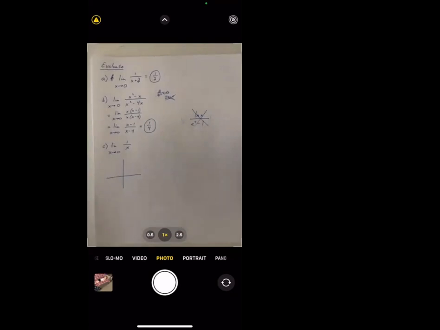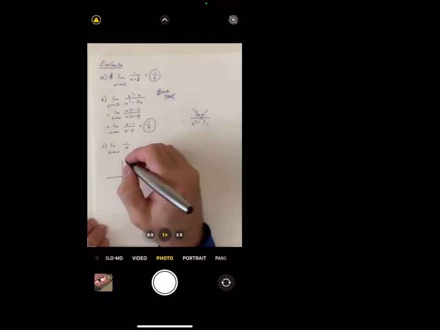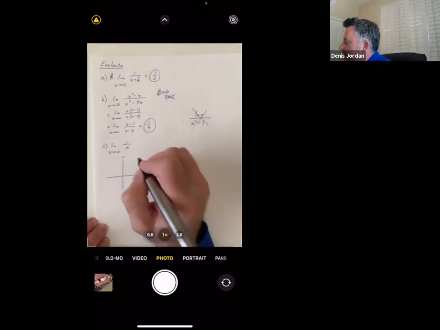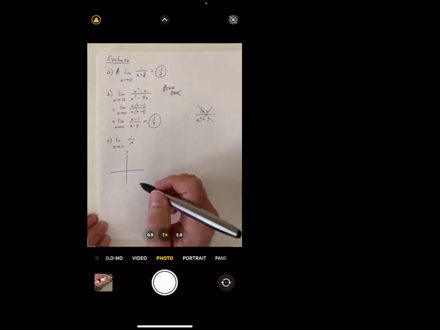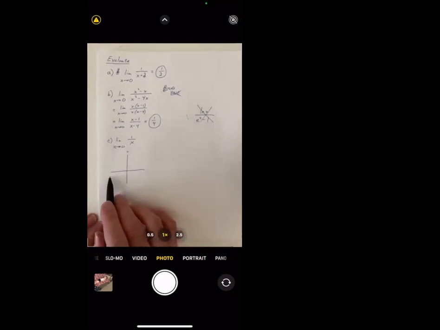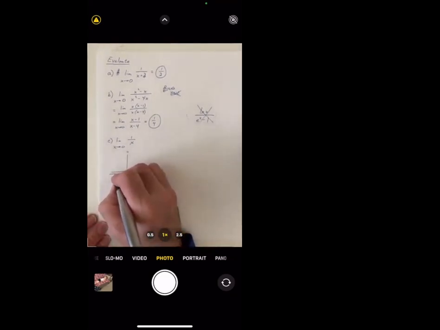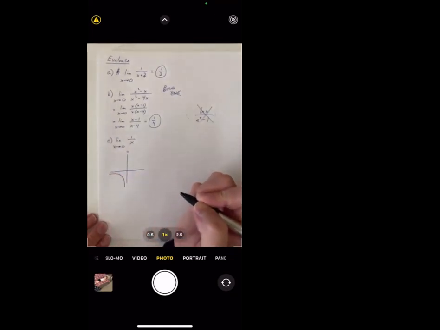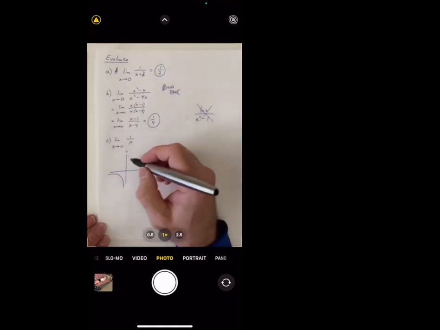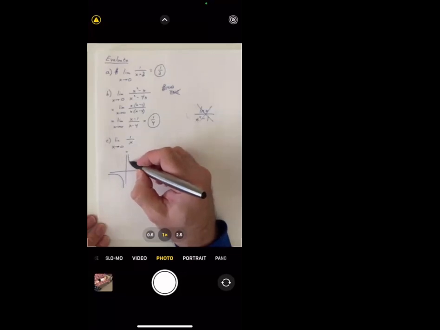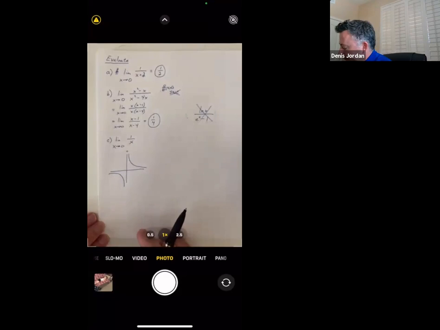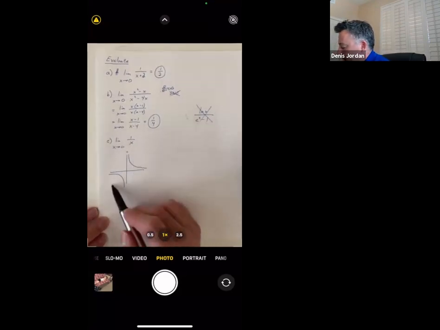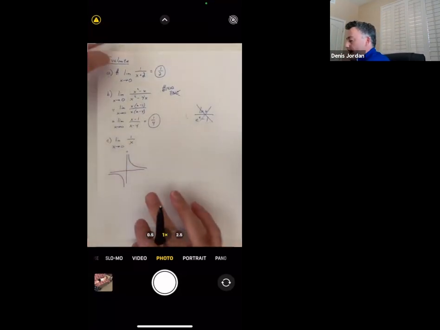There's a vertical asymptote in the middle. Okay, yeah, right. On the bottom left quadrant, there's a curve going down like that. And then on the right side, on the top right, there's one going to the right from the top. Yeah. All right, so there's your function.